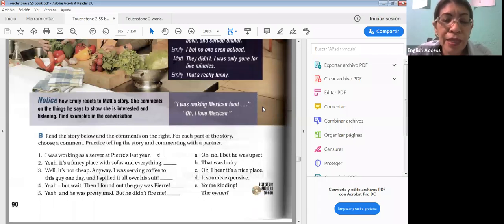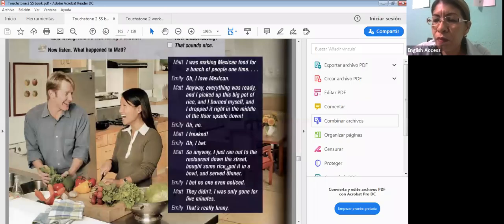Page 90. Okay, listen. Lesson C. That's really funny. 1. Conversation strategy. React to a story. A. Now listen. What happened to Matt?